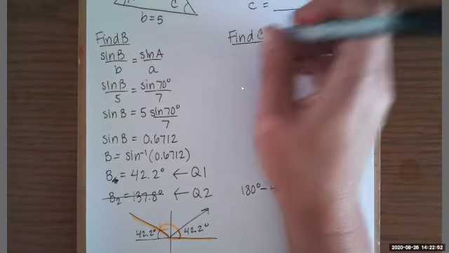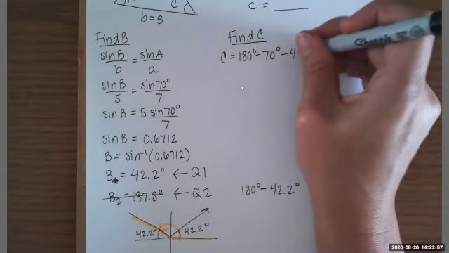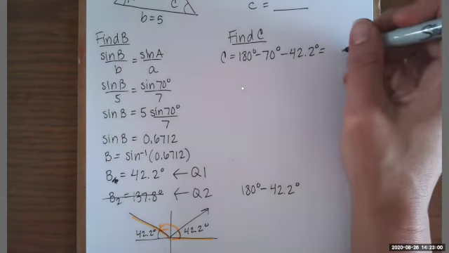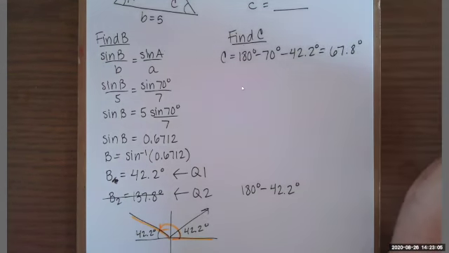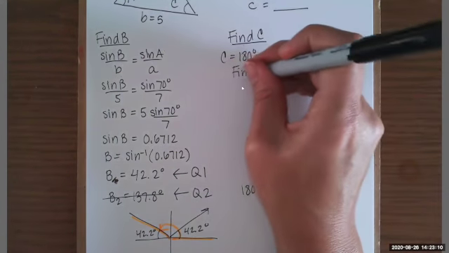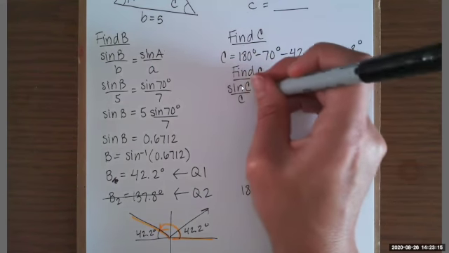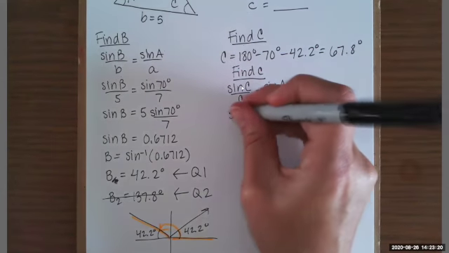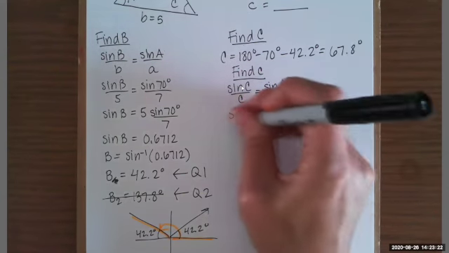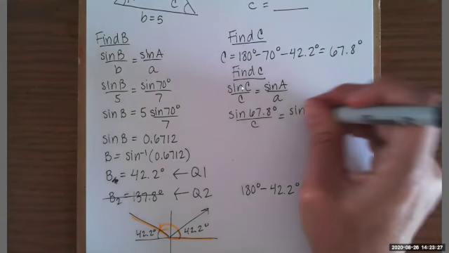We know that the three angles add up to 180, so C is 180 minus 70 minus 42.2, which is 67.8. The last thing I need to do is find side C. So I set up sine of C over little c is equal to sine of A over little a. So I have sine of 67.8 over C is equal to sine of 70 over 7.